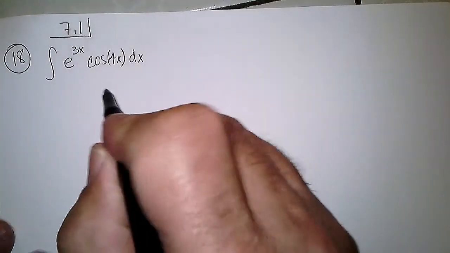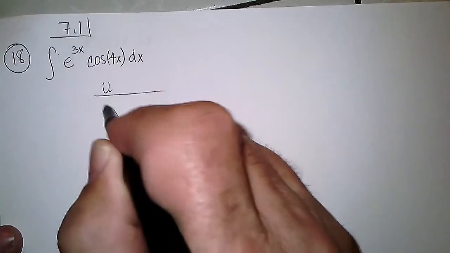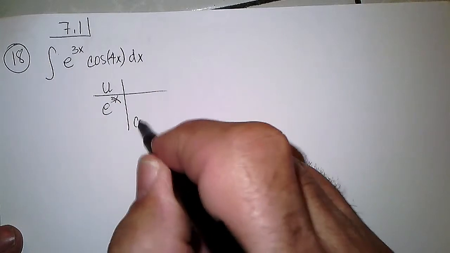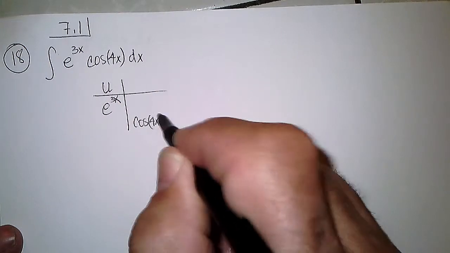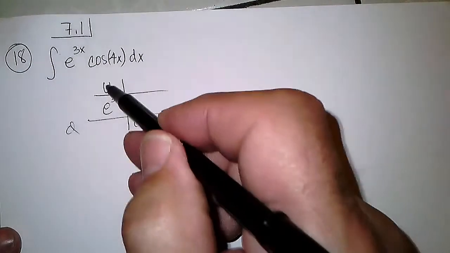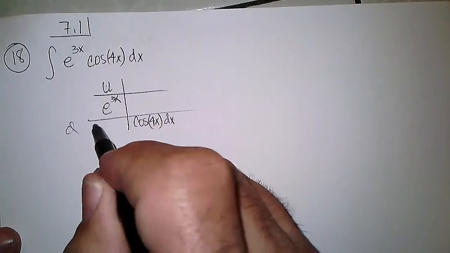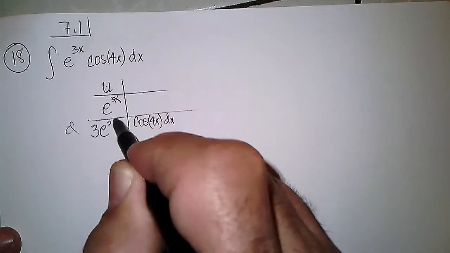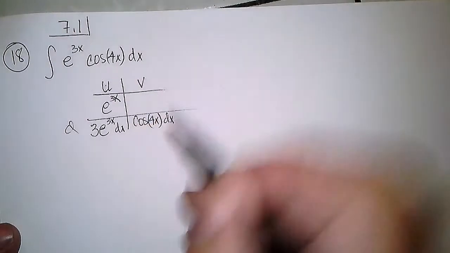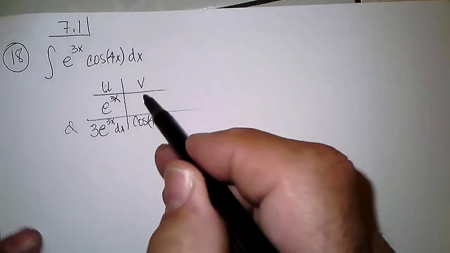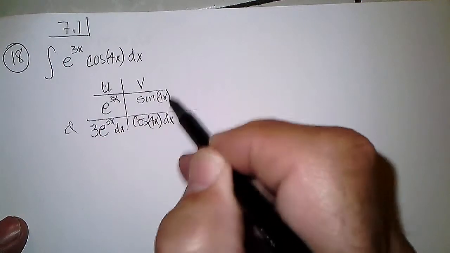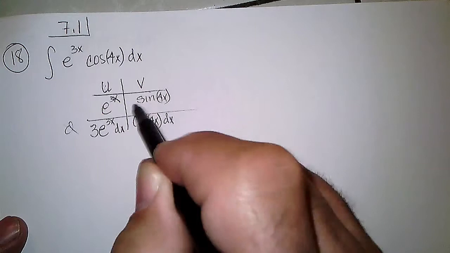So let's just go ahead and do it with u equal to e to the 3x and dv, the rest of this, cosine 4x dx. So if we take the derivative of this using the chain rule, we'll get 3e to the 3x dx. And if we integrate this, the derivative of sine is cosine, so it would be sine of 4x, but the chain rule would create a 4. We don't have it, so we have to divide out the 4.